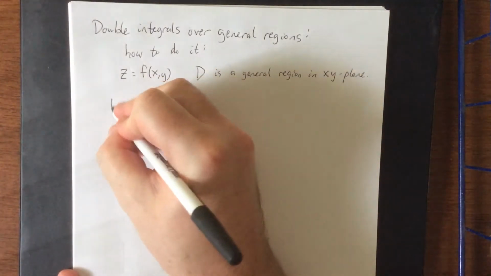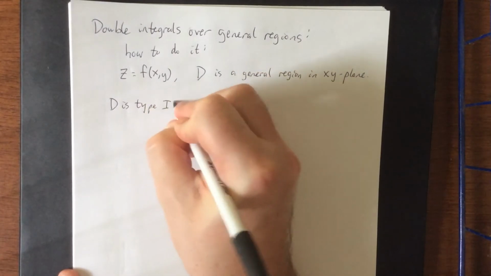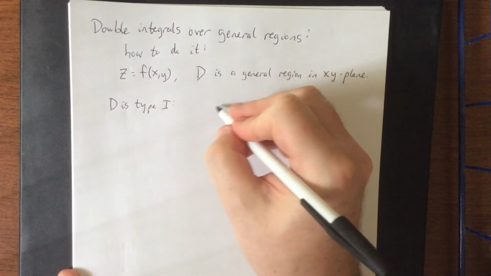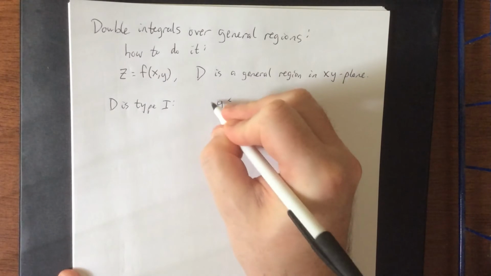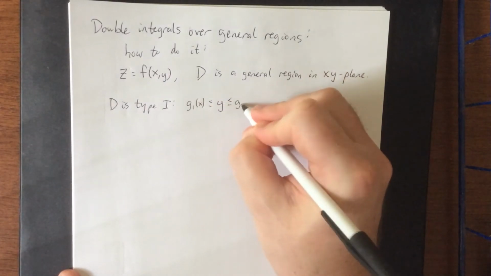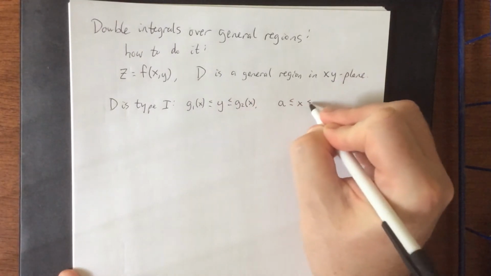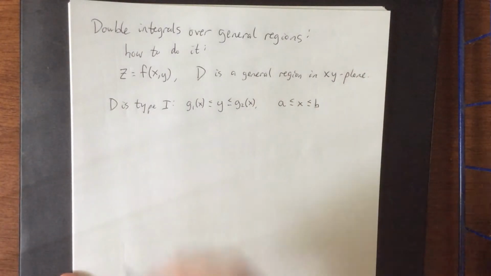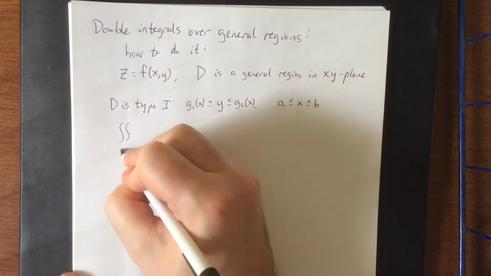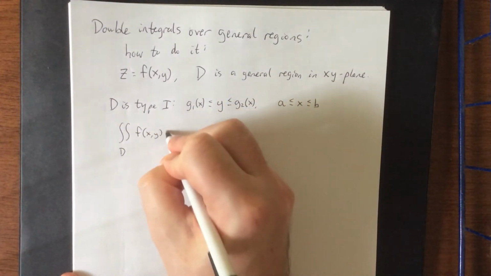If D is type 1, that means that D can be expressed in the following fashion. y is bounded between two functions of x, and x is bounded between two constants. Then the double integral over the region D must be done in the following order.